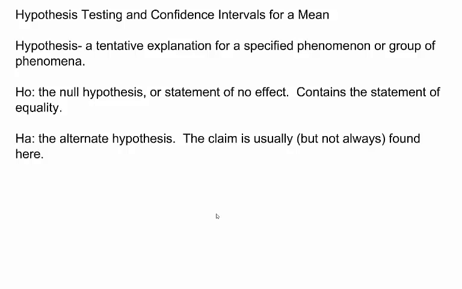H0, our null hypothesis, or statement of no effect, contains the statement of equality. Ha, our alternate hypothesis, is where we usually find the claim. However, the claim is sometimes found in our null hypothesis. As you work problems, you want to pay careful attention to the context of each one. But most of the time, you will find the claim in our alternate hypothesis.